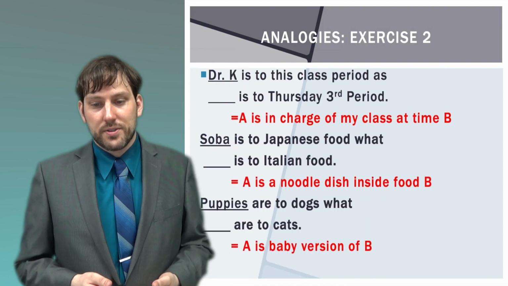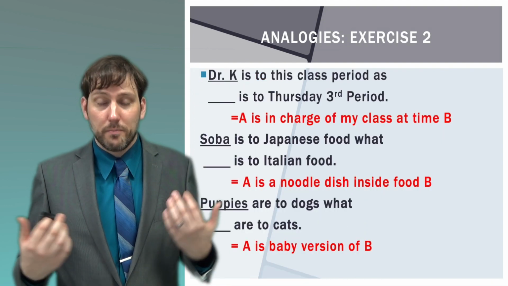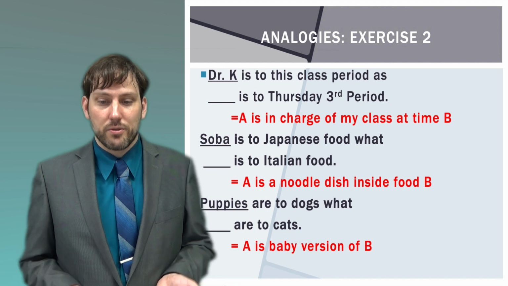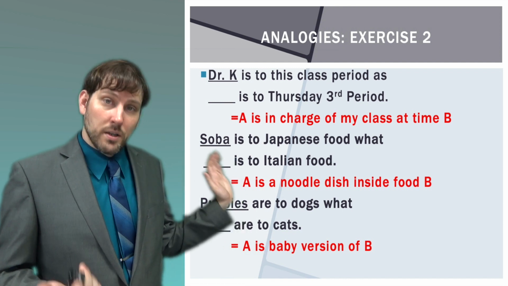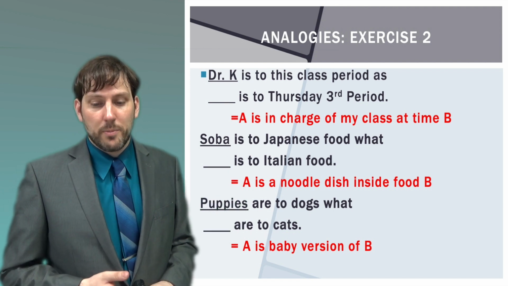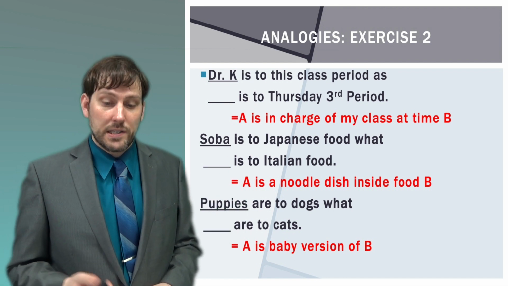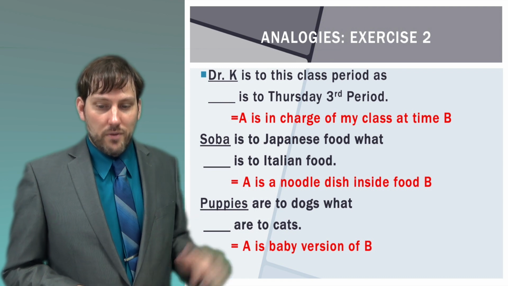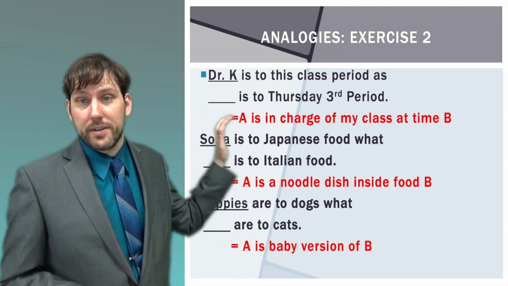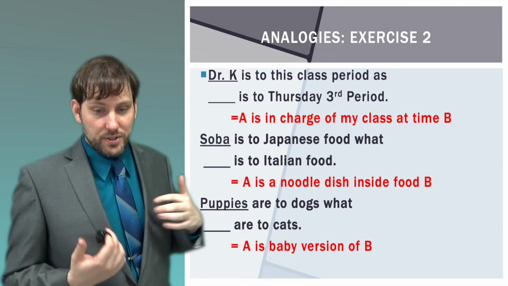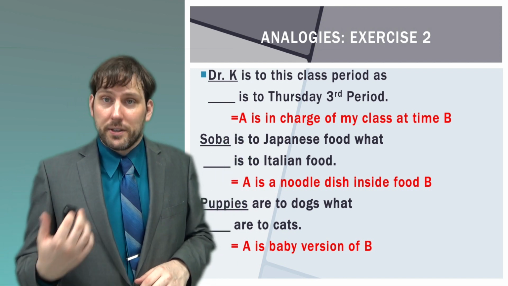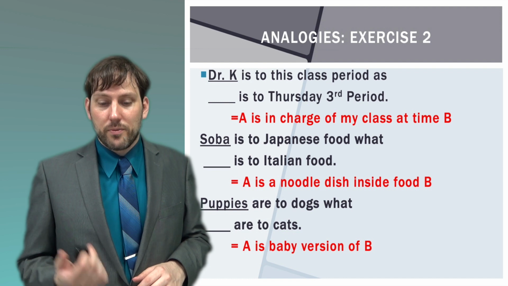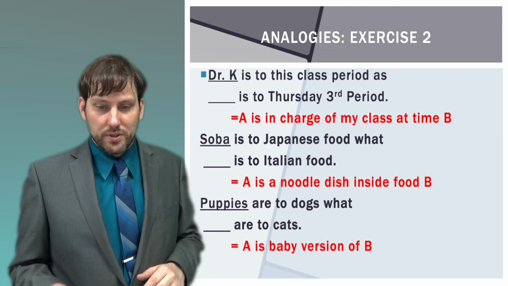More. Dr. K is to this class period as blank. Some random professor is to your Thursday third period. Soba is to Japanese food what? Spaghetti is to Italian food. Puppies are to dogs what kittens are to cats. So we have A is in charge of a class at that time, just as B is in charge at this time. And we have A is a noodle dish among the things that people eat in that particular food area. And one is the baby version of the other.